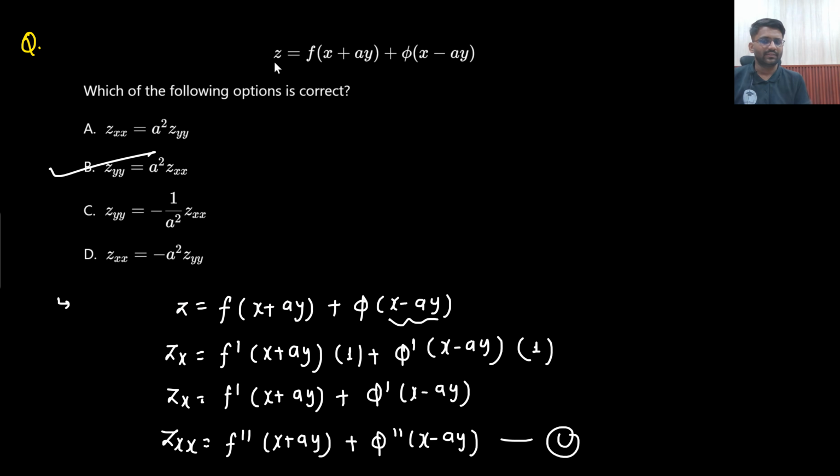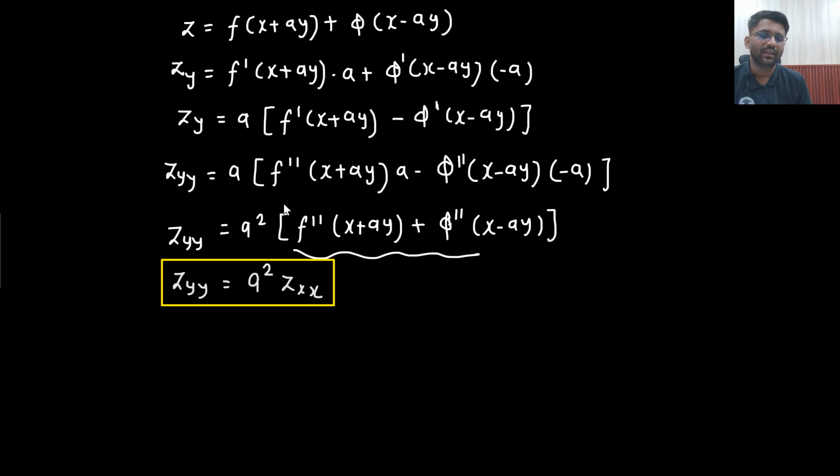Simply differentiation, simple differentiation is there. Zx I can calculate: f dash (x plus ay). Differentiation of x plus ay where y is constant because we are doing the partial differentiation, so the answer will be 1. Phi dash (x minus ay). Differentiation of x minus ay where y is constant, multiply with 1. Then double differentiation I have to do again, 1 1.